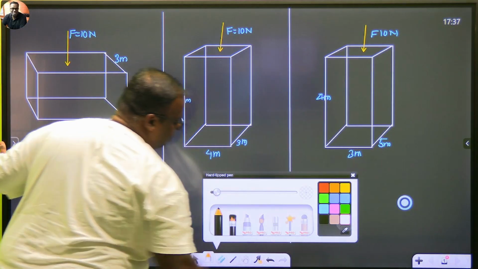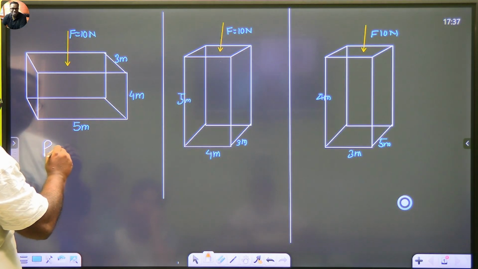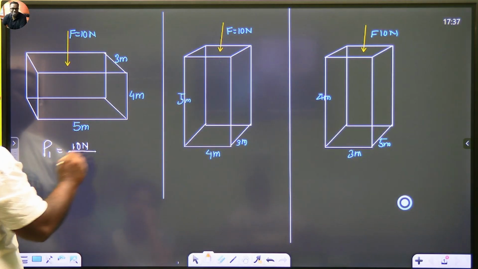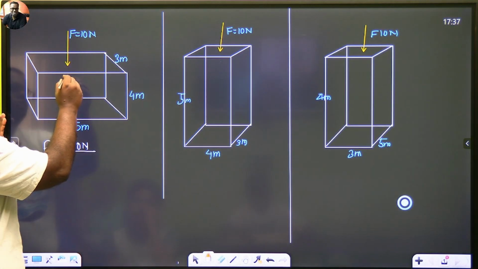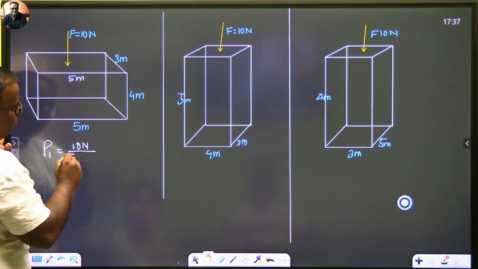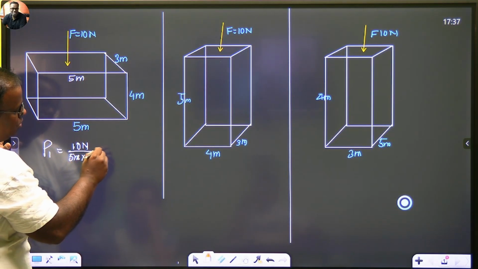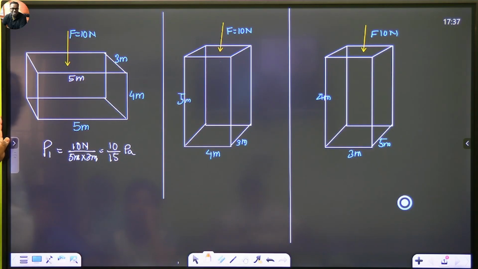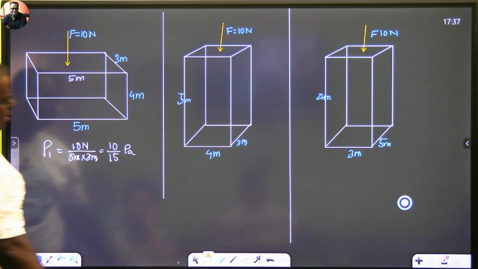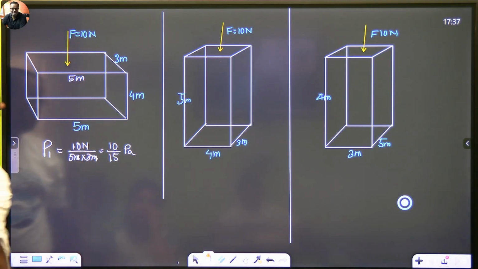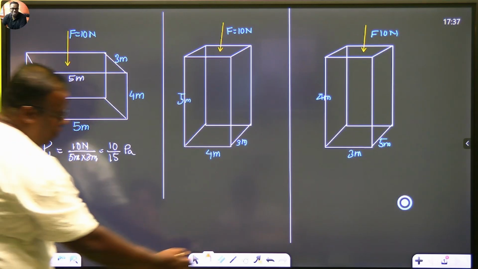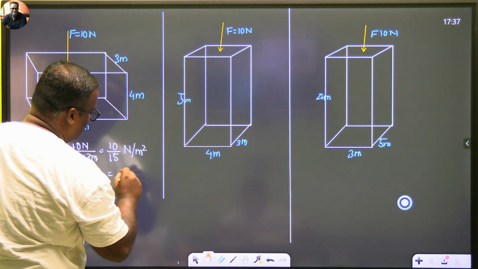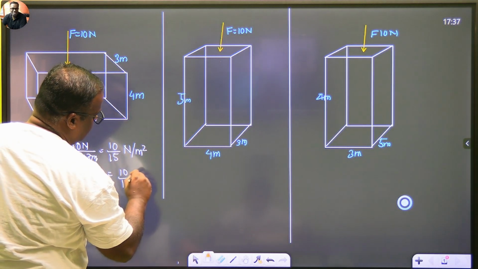The pressure for the first case, P1, would be given by the force. How much is the force? 10 Newton. Acting upon a surface area of how much? This is 5, this is 3. So it should be 5 meters into 3 meters, which is equal to how much? 10 by 15 Pascal. Newton per meter square is known as Pascal. Are we fine? Or if you are not familiar, then we can put a Newton per meter square here, and then we can again write 10 upon 15. How much? Pascal. Clear?